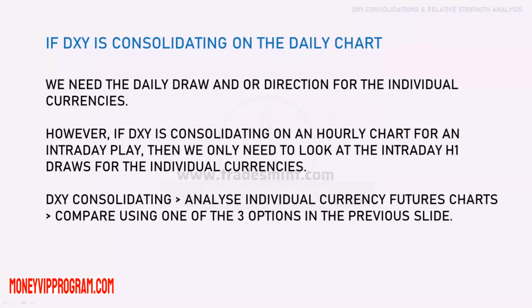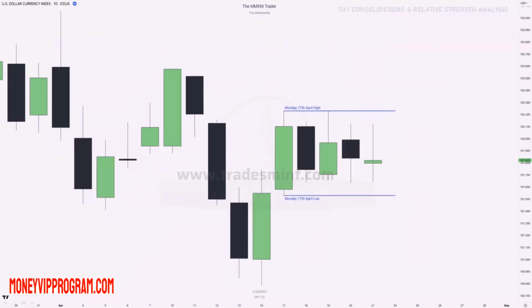So DXY consolidating, then we analyze individual currency futures chart, and then we compare one of the 3 options we covered in those previous slides. So over here we can anticipate that extended consolidation, right? Because we got Monday's high as that inside range high, and then Monday's low as that inside range low. The third candle fails to take out that range, and we can see it extends into Thursday and Friday consolidating.